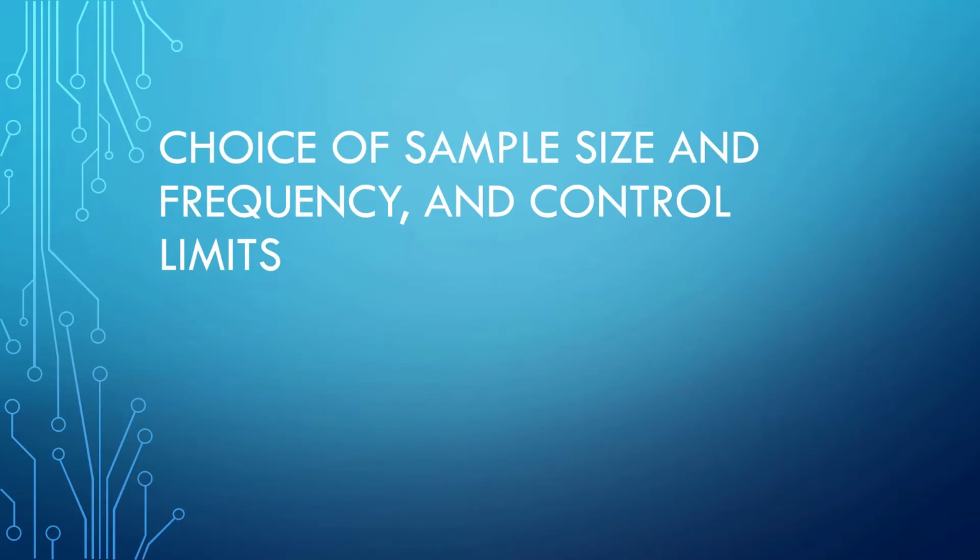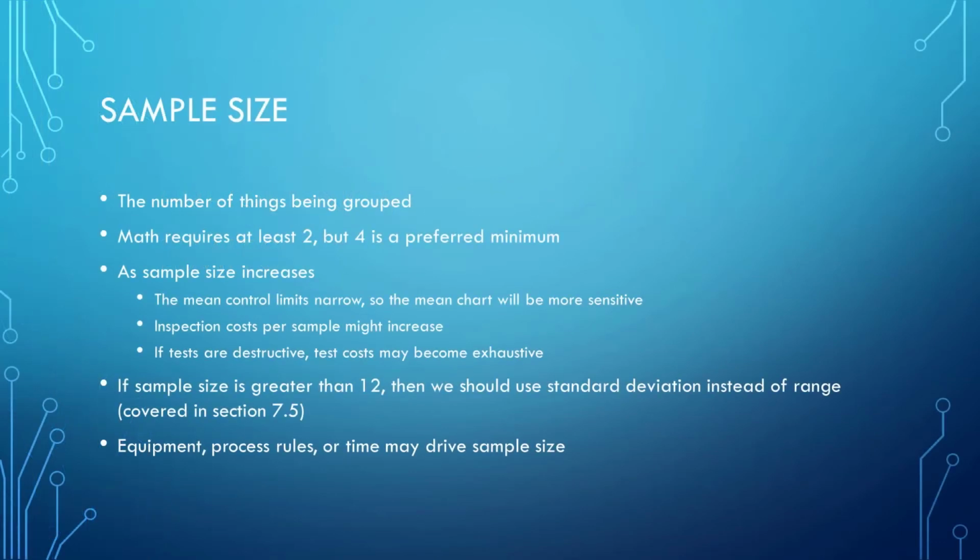There are a few more things that we need to talk about when you're setting up your studies. When the book talks about sample size, what they mean are the number of things that we group together. In order for the math to work, you have to have at least 2 things so that you can calculate a range. But 4 is generally the preferred minimum for the size of a group.